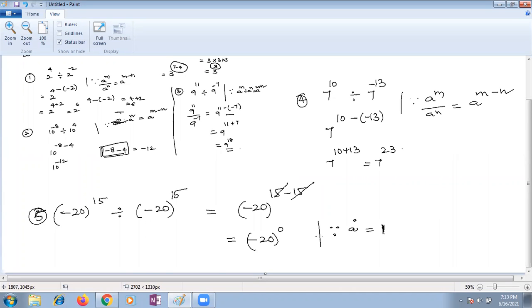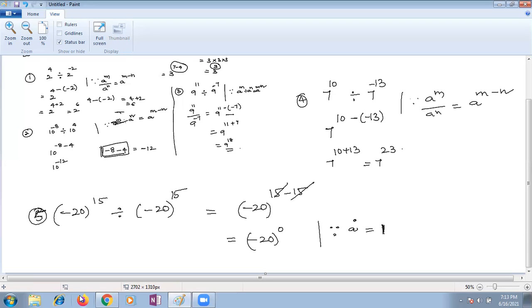Ma'am, I'm talking about the 20s. The minus and minus we can cancel, right? So that will be positive 20. That's why we got the answer as 1. Whether it is a negative number raised to power 0, it is always 1, and a positive number, any number, either rational number or any decimal number raised to the power 0 is nothing but 1 only.